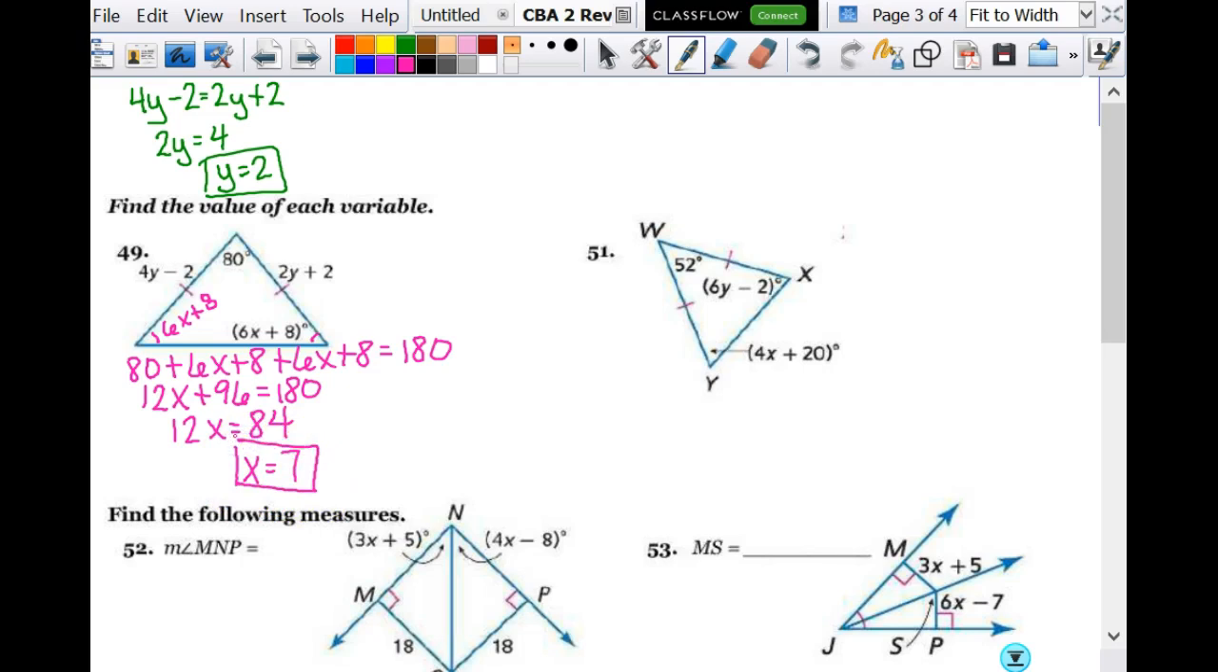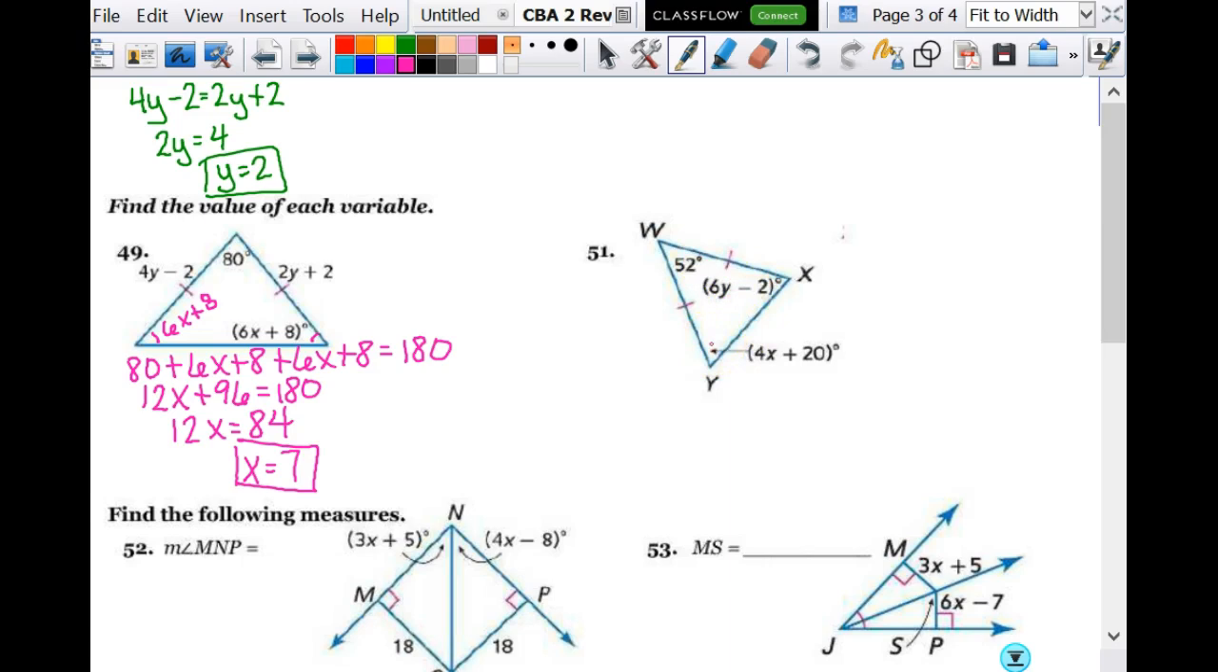So on 51, you've got a couple of options here. You can set this up as a system, meaning that these two sides are congruent, therefore these angles are congruent, so I can set these equal to each other, but that gives me two variables. Then I can also add all three of these up and set them equal to 180. That gives me another equation with two variables, and that totally works.